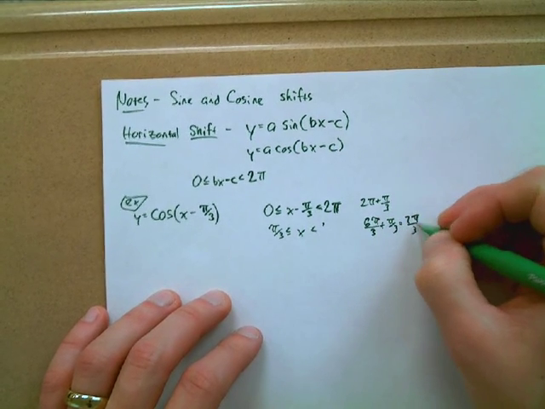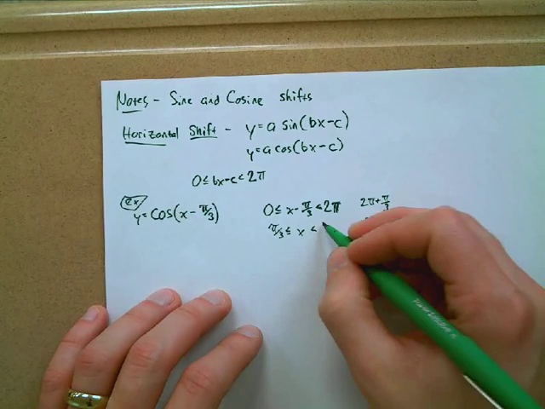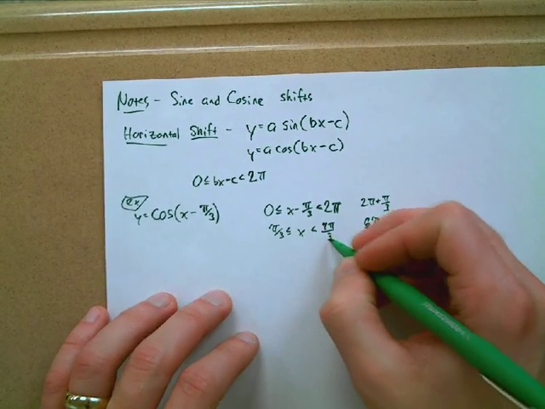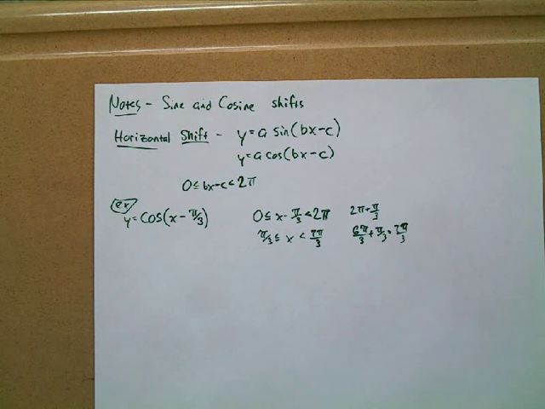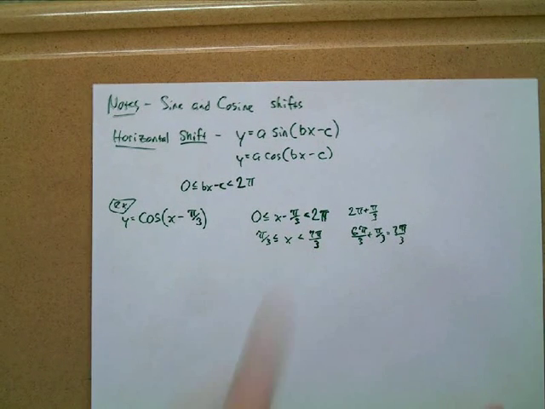Don't be scared that our fractions now have pi's and stuff in them. Still the same idea: get a common denominator, combine like terms. Okay? 2 pi is 6 pi over 3 plus pi over 3 is 7 pi over 3. And so there's our new initial period. We're actually going to start at pi over 3 and then go out to 7 pi over 3. Okay? So that's it. So now we're just going to graph it.